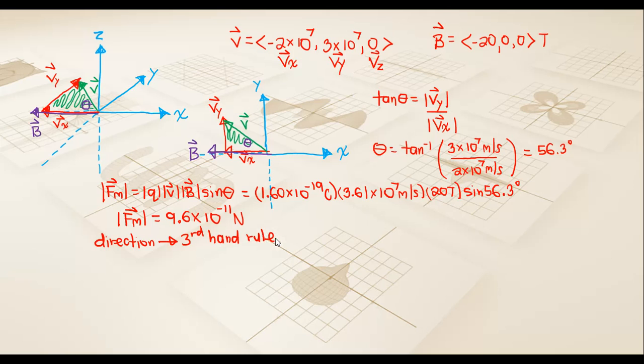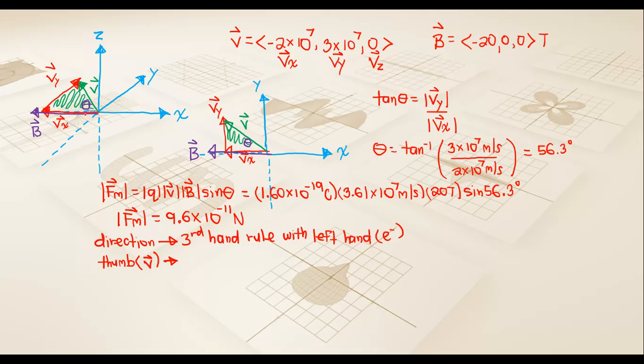And we're going to use the left hand here because we're dealing with an electron. So third hand rule with left hand. Okay, so quick review of the third hand rule from Physics 30. So your thumb points in the direction of the particle's velocity.